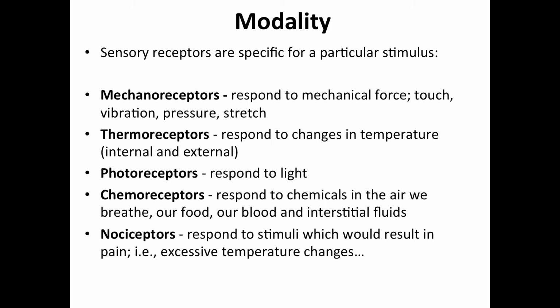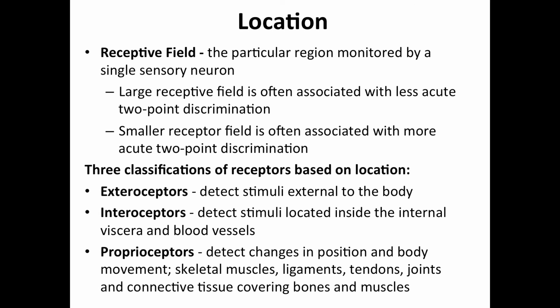We also have what are called nociceptors, and those are going to respond to extreme stimuli that have the capability of producing pain. So this could be excessive force, excessive temperature change, so forth and so on. So again, that's how you group a receptor based on modality. Grouping your receptors based on location, you tend to use three terms to classify this. Exteroreceptors, detecting stimuli external to the body.